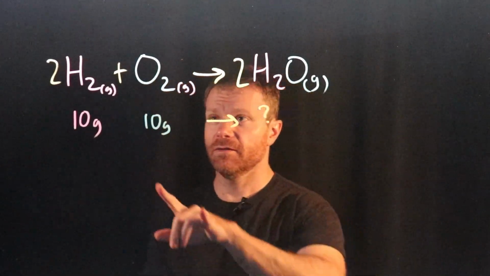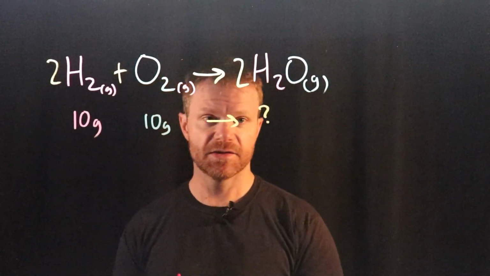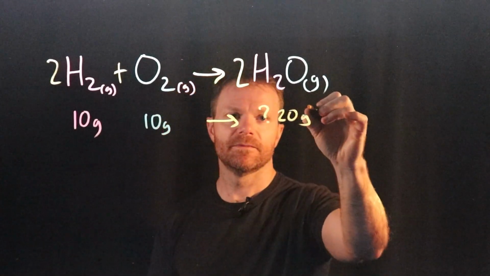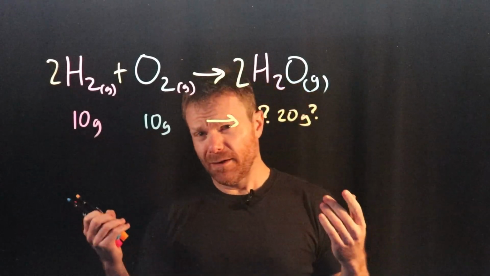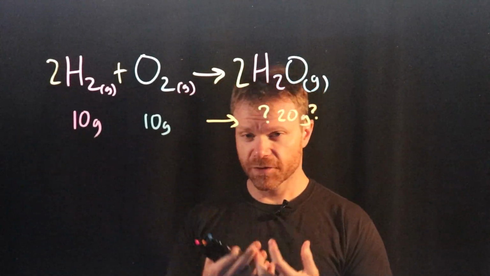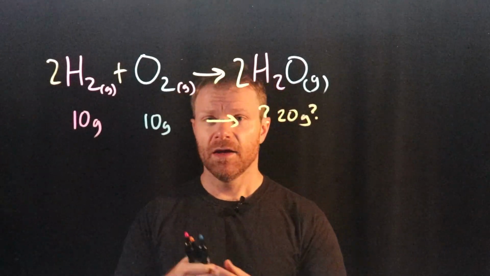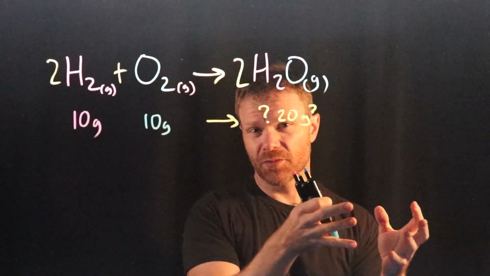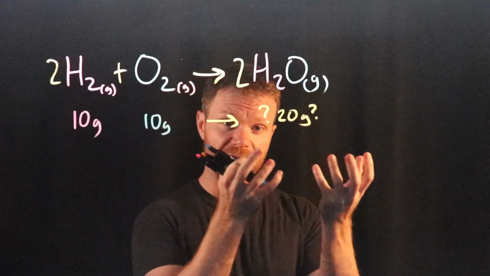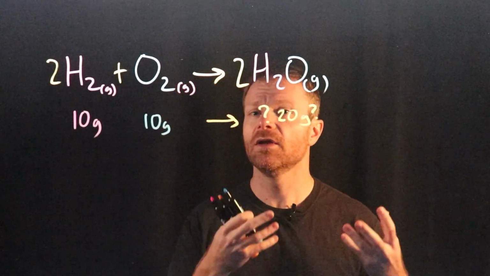Well, you might look at 10 plus 10 and assume that the answer is going to be 20 grams, right? And that kind of makes sense, right? Because we live in a world in which the first law of thermodynamics tells us that the reactants must be equal to the products. So if the mass of the reactants is 20 grams, then the mass of the products must also be 20 grams.